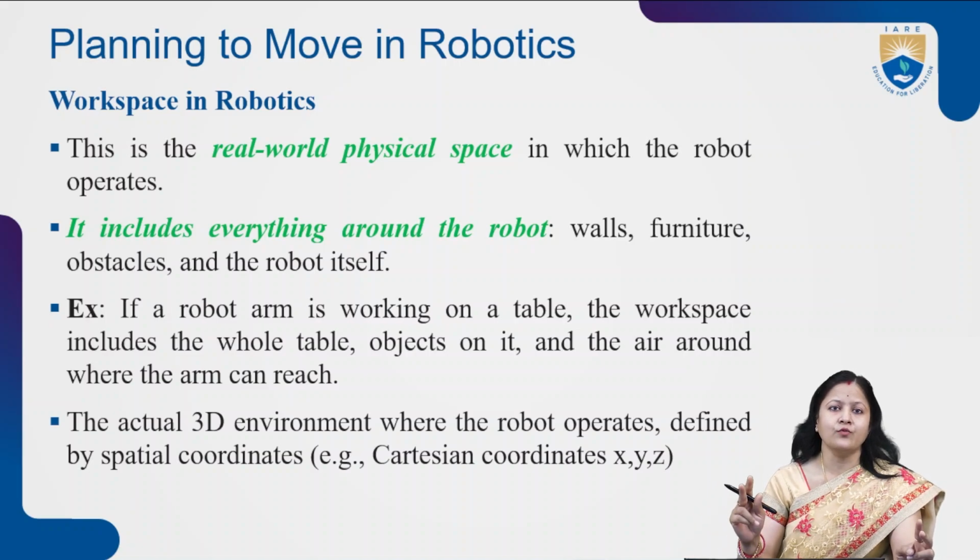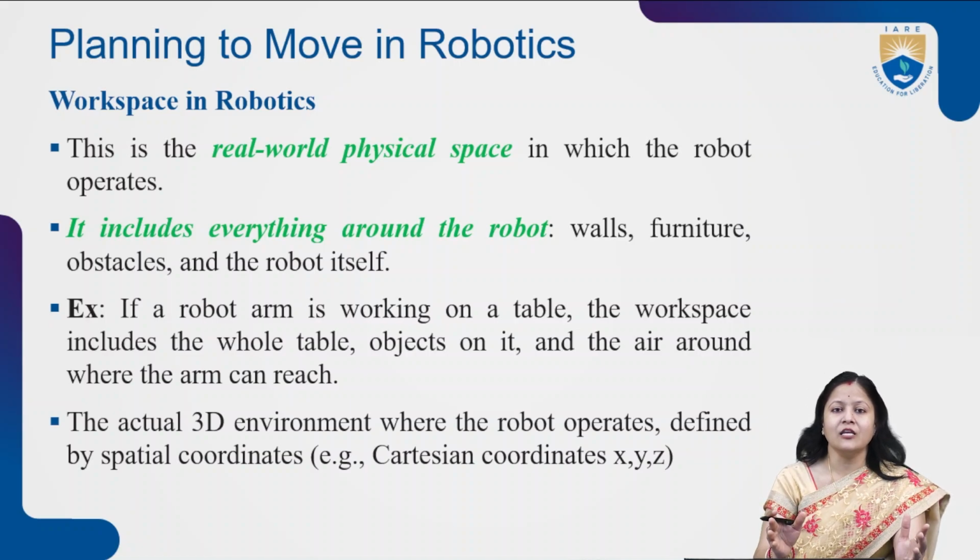But there are two things considered during the configuration of the robotics. The first one is the workspace, and the second one is the configuration space. Workspace means what? The workspace is nothing but the physical space, or the real-world physical space, where the robot is present.